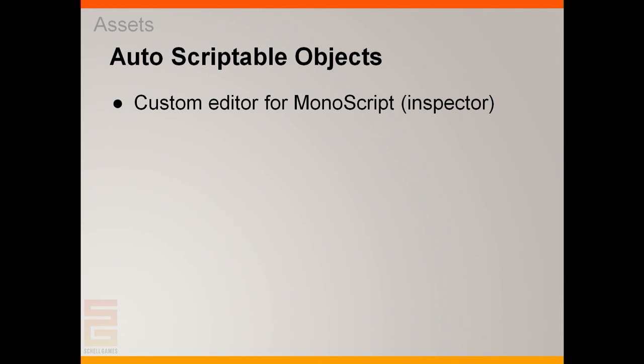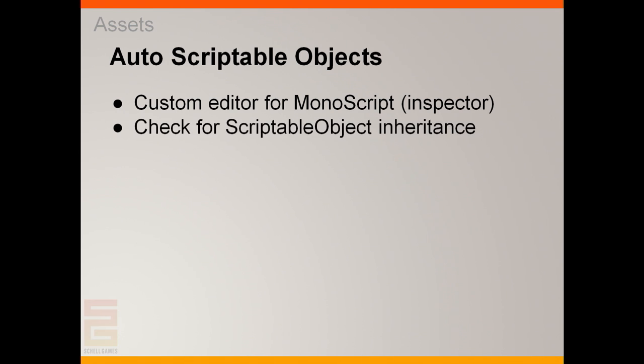Custom editors are a very powerful feature in Unity. You can define a type and how you want to draw it in the inspector. I will probably slip and call them custom inspectors instead of custom editors. I always do. But if you make one for monoscript, that will draw GUI in the inspector for every C# file you have in your project. And at that point, when you're doing that draw, you can check to see if the type represented by that file inherits from scriptable object. And if it does, draw a button to create the instance.